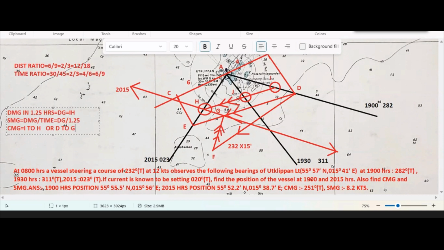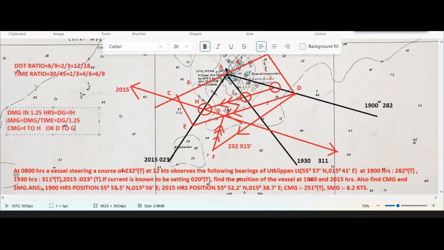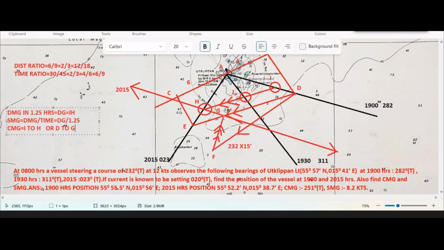Sir, please explain once more the logic behind this. The first bearing we transferred, how does the intersection become the position at that time, 2015? This is the running fix we have applied. D to F is the CTS, F to G is the current, and in running fix what you do, we transfer the PL after making the triangle. So DFG is the triangle for 1 hour 15 minutes, and for running fix or transfer of position line, how do you do that? Exactly the same principle. That first position line we have transferred to G.